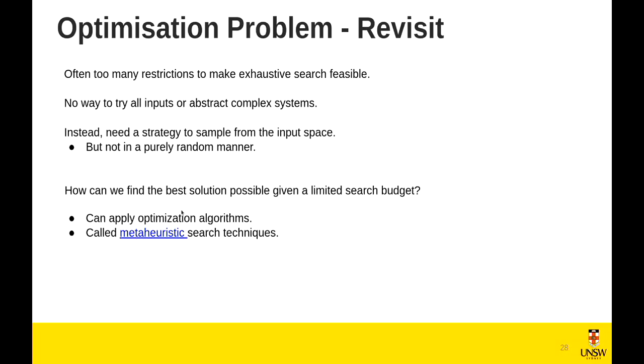You can click on this link again to have a look at the definition of meta-heuristic. Let's have a quick look at what meta-heuristic is. So meta-heuristic, as indicated by the name, is the heuristic to create heuristics. Because heuristics are defined by humans.